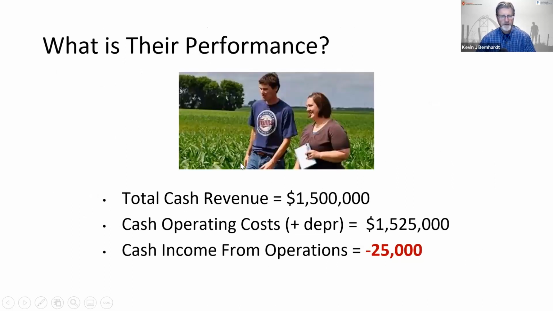Here's an example of this. So here's a couple. They're at the end of the year, they had total cash revenue of $1.5 million. They had cash operating expenses costs, which include depreciation, of $1,525,000. So you take total cash revenues and you subtract off total cash operating costs, and you're left with a cash income from operations of negative $25,000. Now, if you're asked to look at that and say, not knowing anything else, how's this couple doing? Your reaction may be, well, they're not doing very good. They're losing money. They can't go on like this forever. However, that doesn't tell the whole story.